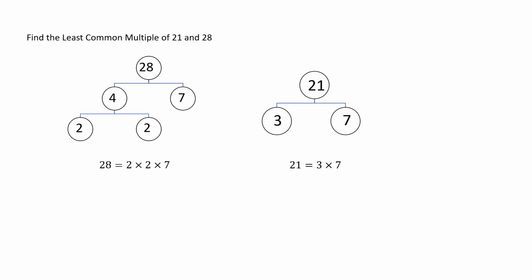Now notice 28 has two 2's and a 7, and 21 has one 3 and one 7. Well, since a 7 is in both of them and it only occurs one time, it's only in my least common multiple one time. So the least common multiple is going to be 2 times 2 from the 28, 3 from the 21, and 7 from both of them. So the least common multiple is 84.